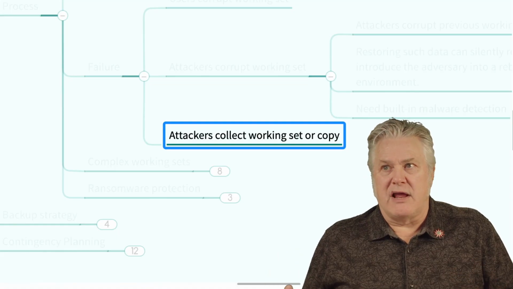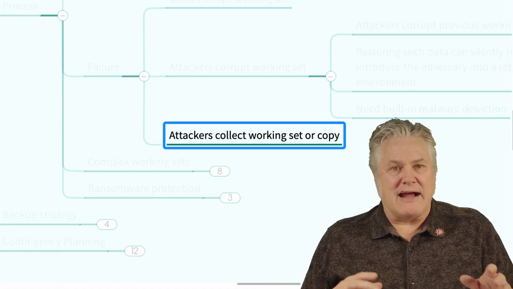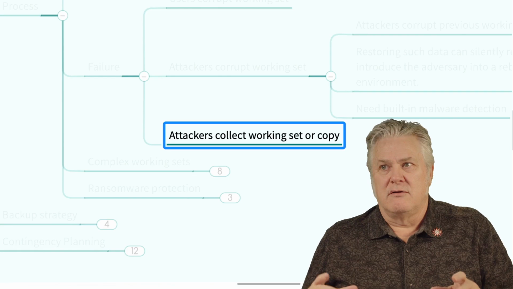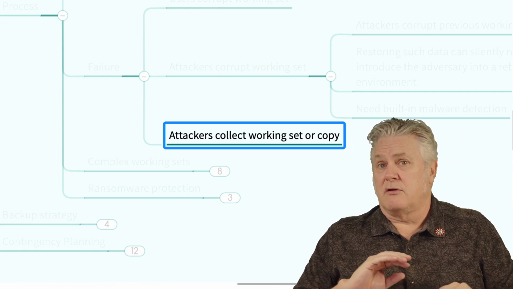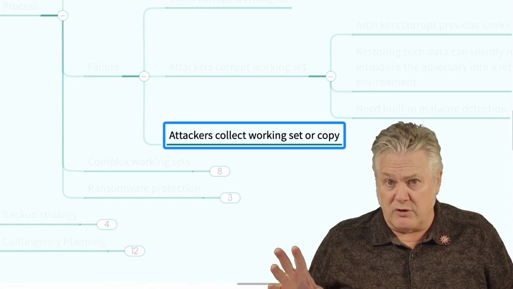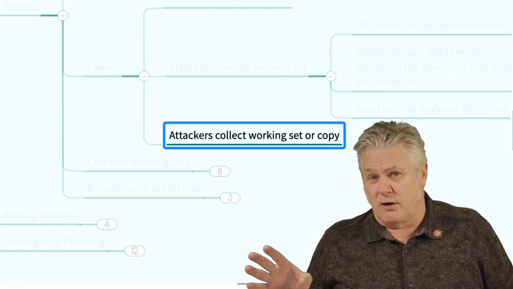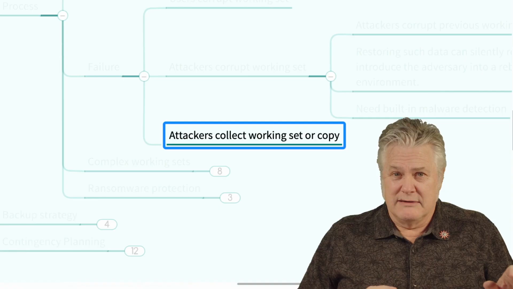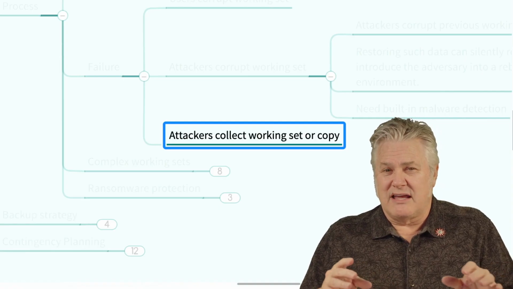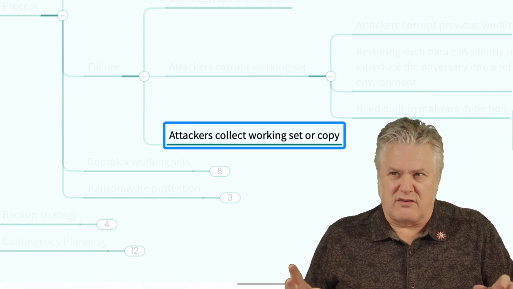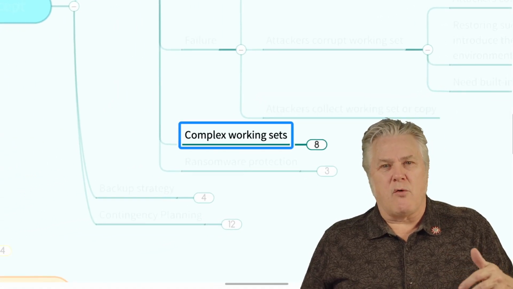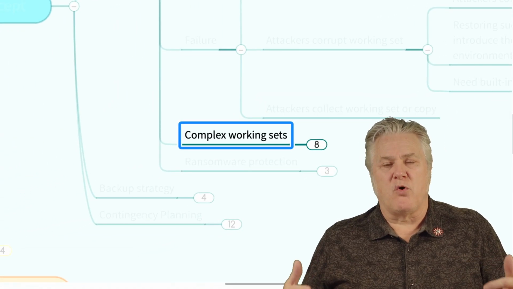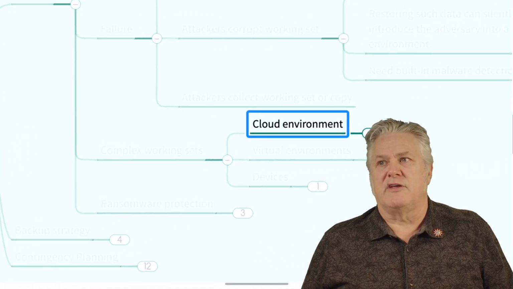Now there is one other thing. Ransomware, by another name, is the attacker collects a working set or copy. They could collect directly from the working set, or they could collect a copy, like grabbing one of your backups. But if your backup's encrypted and your keys are protected, then they really can't get your backups, but they'll go after your working set. Now, there are some complexities to our working sets, and there are complex working sets out there that we need to consider for this.